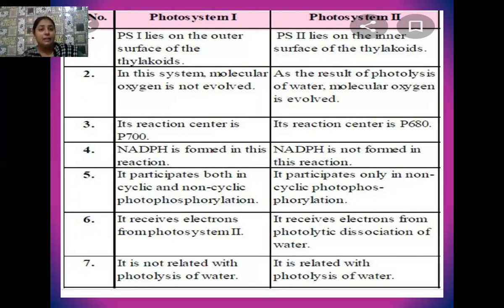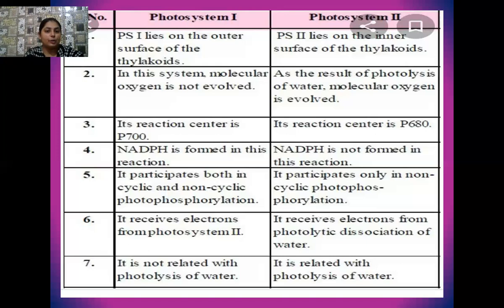As you know, in non-cyclic photophosphorylation, photosystem 1 and 2 are both present. And in cyclic photophosphorylation, photosystem 1, P700, is also present. So P700 is common to both non-cyclic as well as cyclic photophosphorylation. But if we are talking about photosystem 2, it participates only in non-cyclic photophosphorylation. It is not a part of cyclic photophosphorylation.